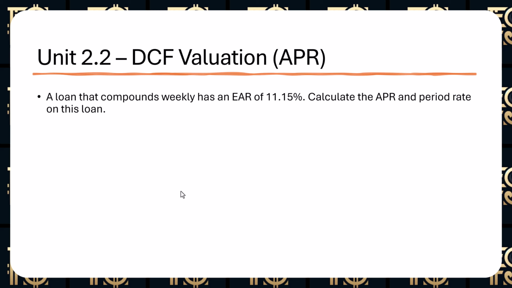All right, 2 more questions. A loan that compounds weekly has an EAR of 11.15%. Calculate the APR and the period rate on this loan. Using our interest rate conversion worksheet, we will go ahead and enter the EAR in the EFF as 11.15. We will scroll down to the compounding periods per year, and we will change this to 52 because it's weekly compounding. We will go back up till we find the nominal. And once we find the nominal, we will compute it. That is the APR.